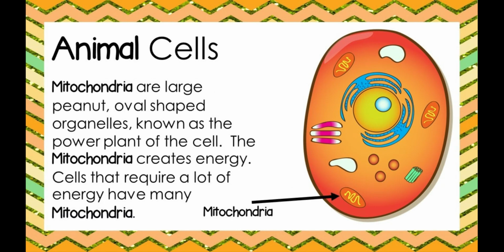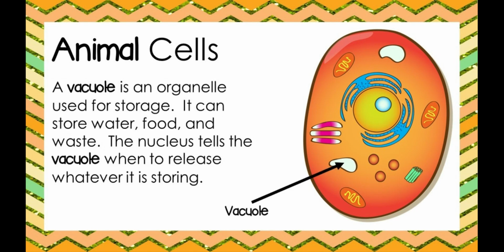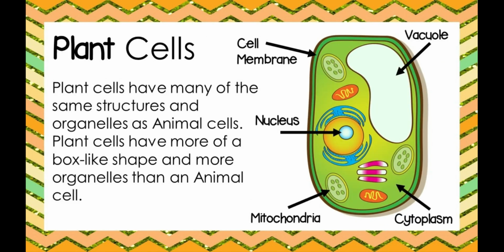Mitochondria, they're oval shaped. They're known as the power plant or the powerhouse of the cell, and it creates the energy. The cells that require a lot of energy have many mitochondria within them. Vacuole is used for storage. It can store water, food, or waste. The nucleus tells that vacuole when to release whatever it is holding inside of it.